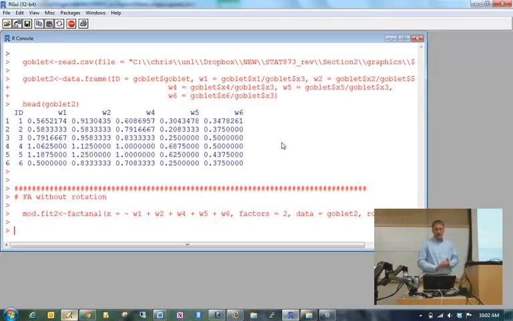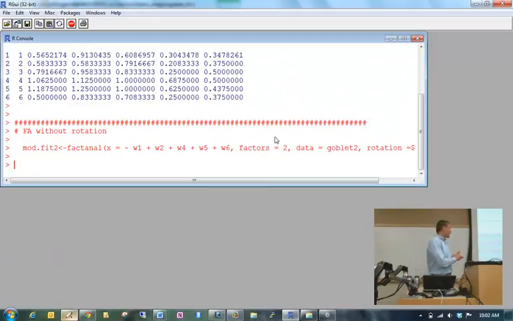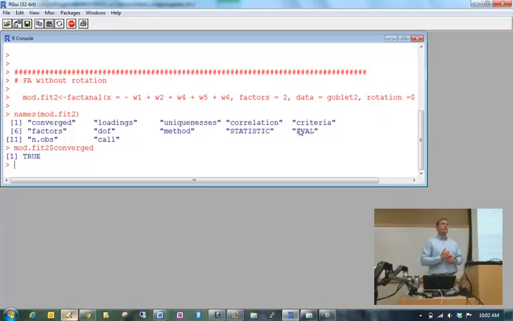Okay. Now, one of the first things that you should do once you get the results from any kind of function that's new to you is type names(mod.fit2). Inside of mod.fit2, we can see some of the stuff that's available to us. So for example, mod.fit2$converged is TRUE. What that means is that my parameter estimates did converge. So that's great. I can use this model.